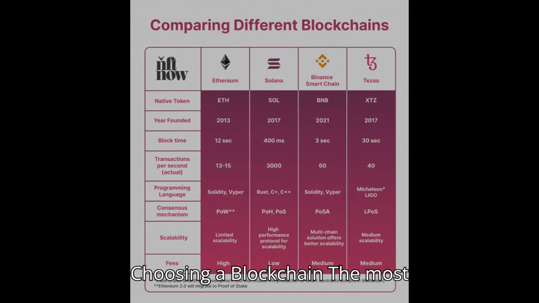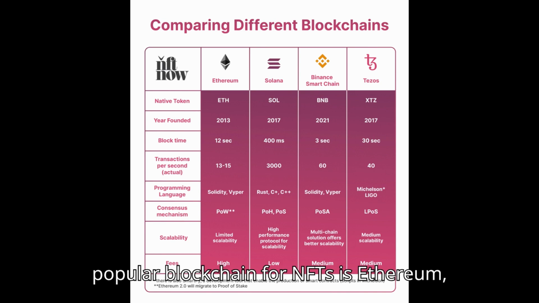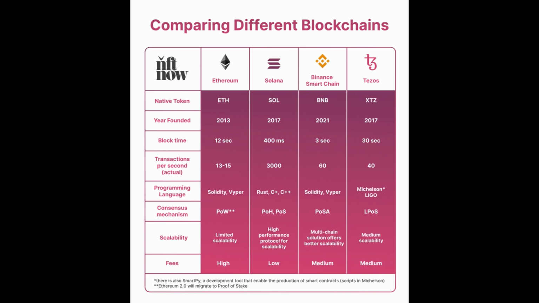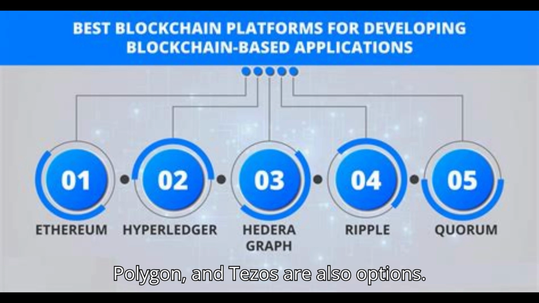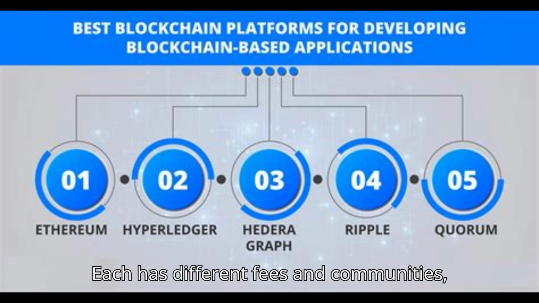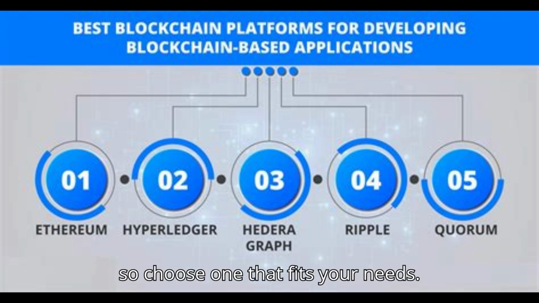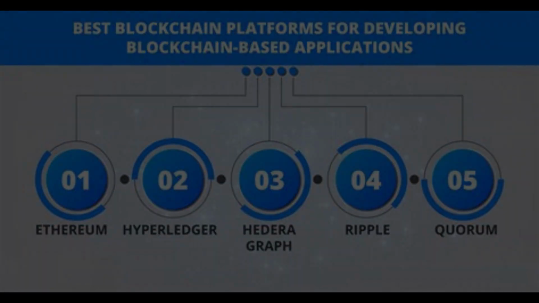Choosing a blockchain. The most popular blockchain for NFTs is Ethereum, but others like Binance Smart Chain, Polygon, and Tezos are also options. Each has different fees and communities, so choose one that fits your needs.